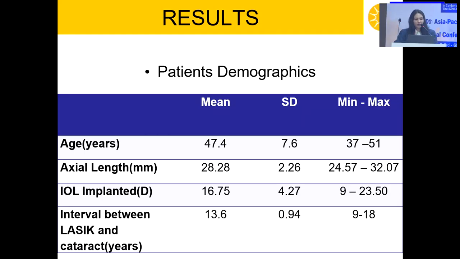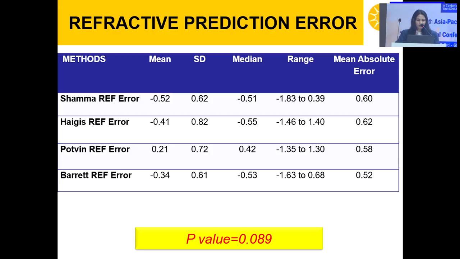Coming to the results, mean age of the patients was 47 years and axial length ranged from 24 mm to 32 mm. The least refractive prediction error was in Barrett's, although there was no statistical difference in mean, median, and mean absolute error among Shammas, Haigis-L, Potvin-Hill and Barrett's. Though a hyperopic refractive prediction error was reported by Potvin-Hill formula, the other 3 formulas reported a myopic refractive error, though it was not significant.